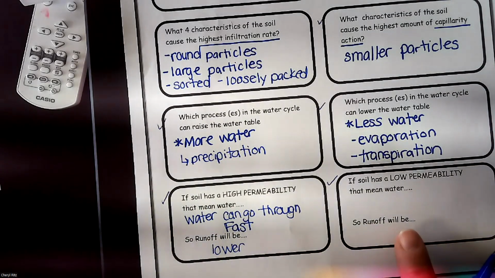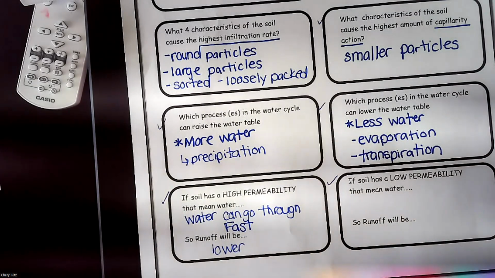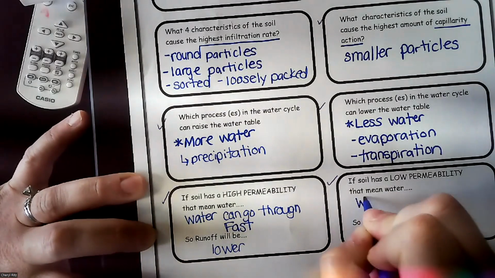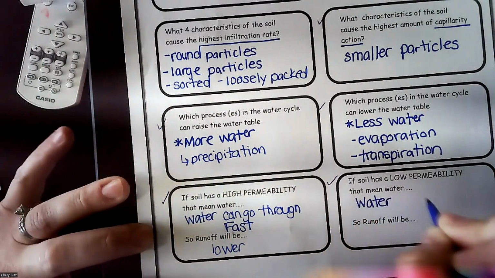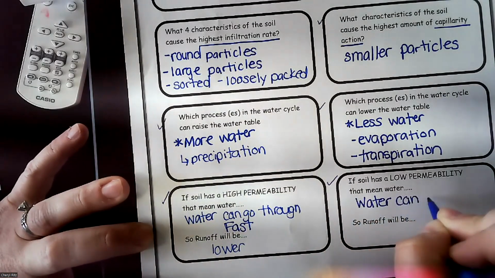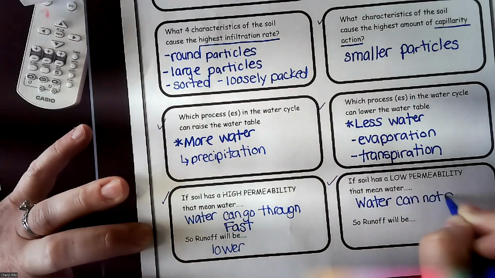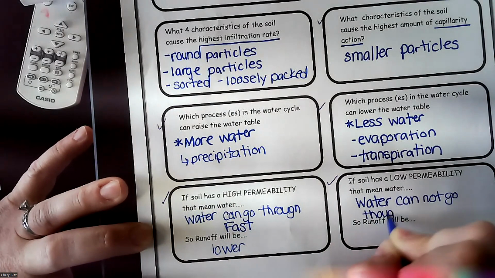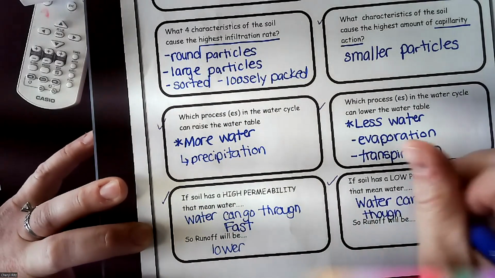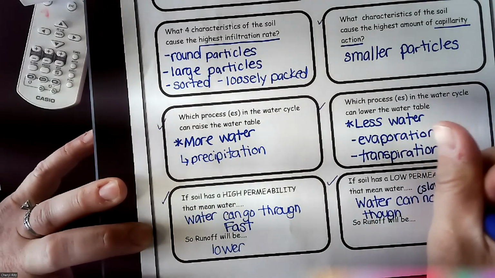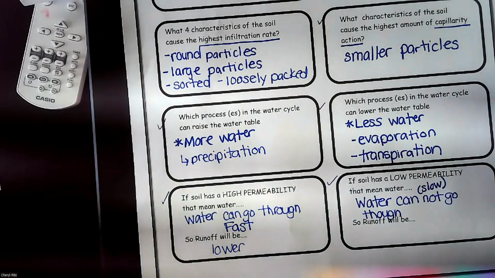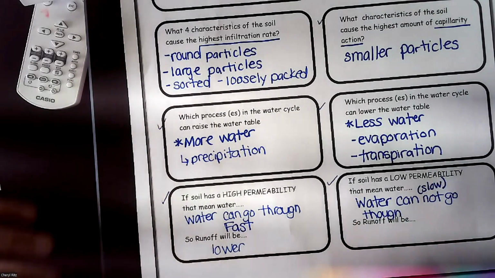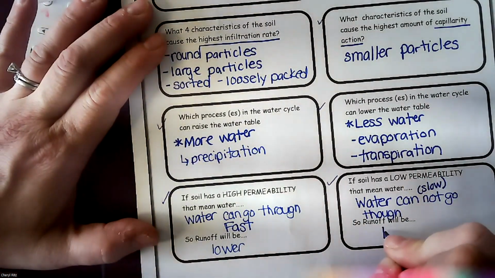Then the other side of that, if we have low permeability, what does that mean? Right, it means water cannot go through, or at least go slowly. And the slower or the less water that can go through, what's going to happen to runoff? Yeah, we're going to have more runoff.